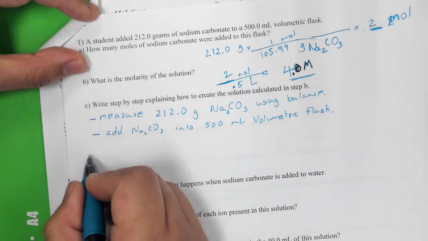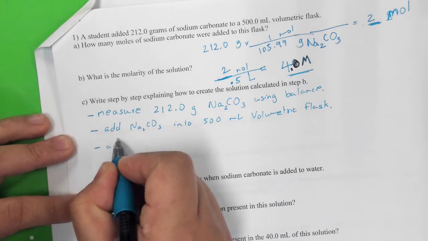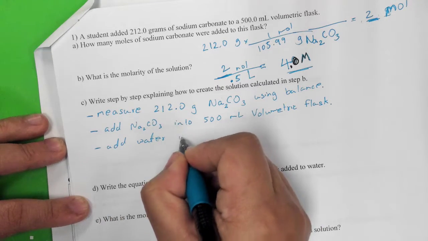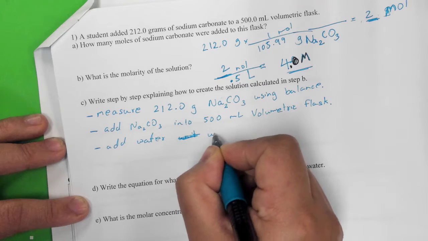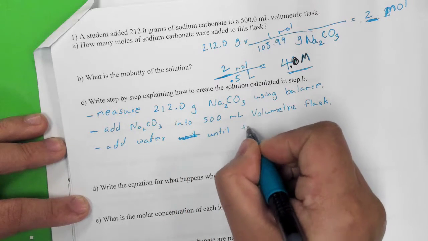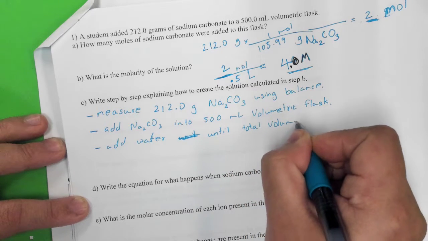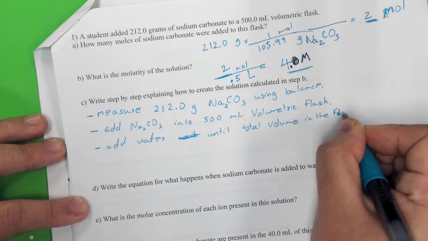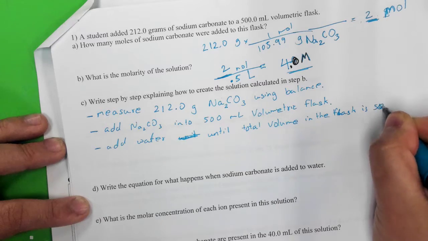Okay. And then what we're going to do is add water until the total volume in the flask is 500 milliliter.